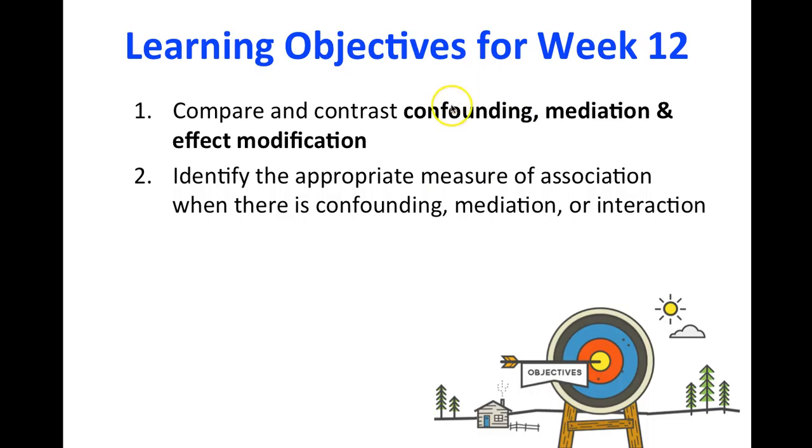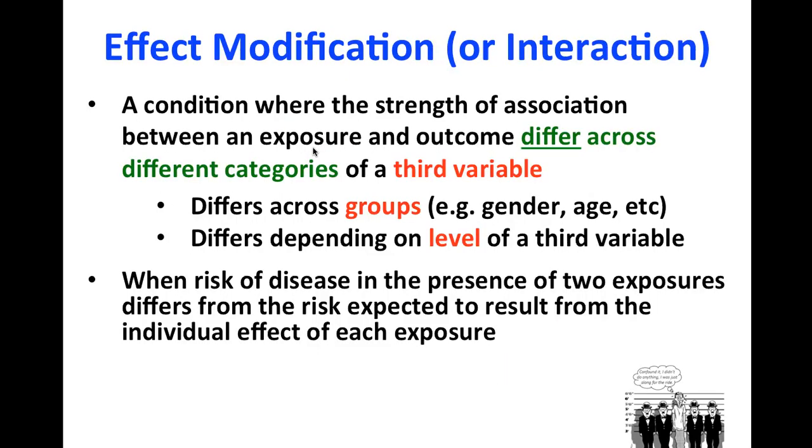When you have confounding present, you report the adjusted Mantel-Haenszel odds ratio. When you have mediation present, you report the crude odds ratio. When you have effect modification present, I'm going to teach you that you have to report the stratum-specific odds ratios. So effect modification is a condition where the strength of the association between the exposure and disease differs across different categories of a third variable.